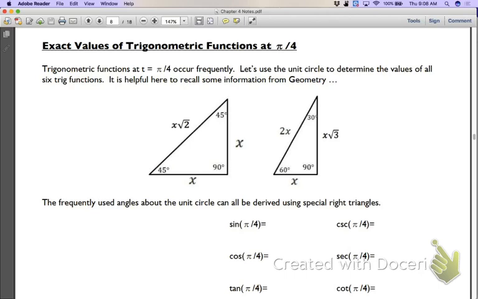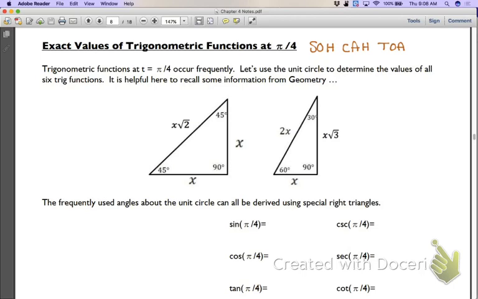So from what you picked up in your geometry class, one of the few things you probably remember about trig is this right here. The trig that you know is right triangle trig. With right triangle trig in geometry, you had two special right triangles: a 45-45-90 triangle and a 30-60-90 triangle. These are the two main ones that you're going to use.